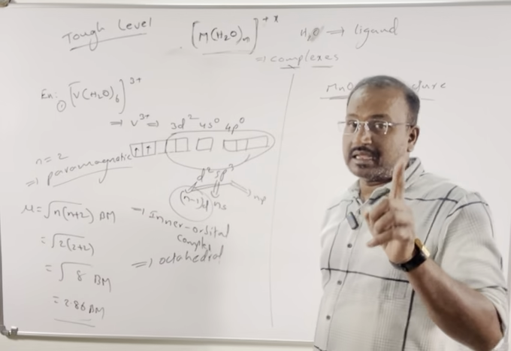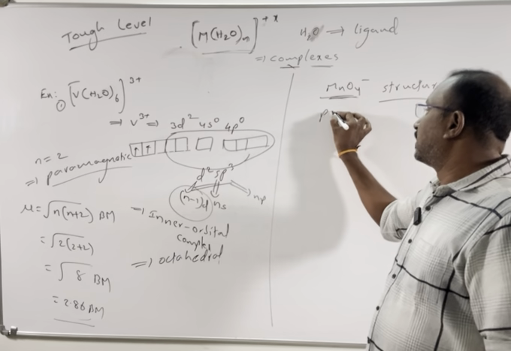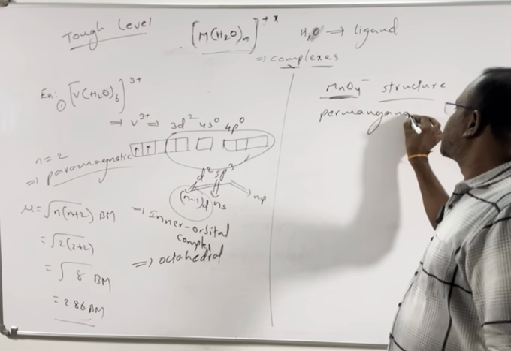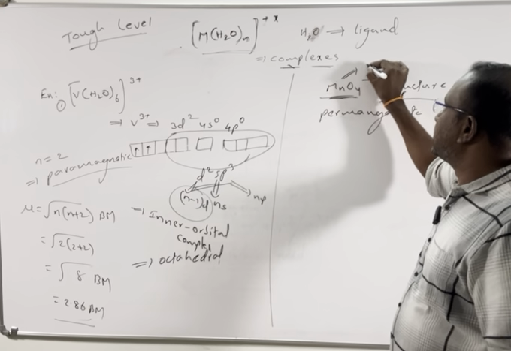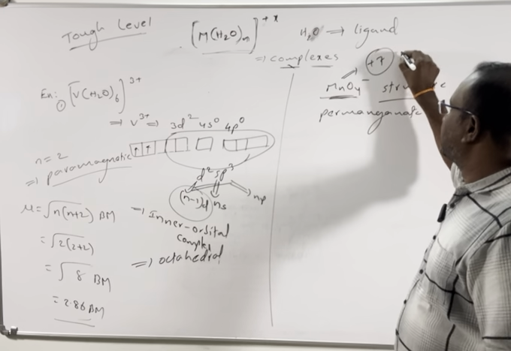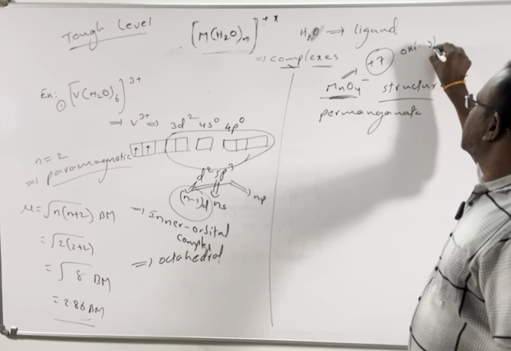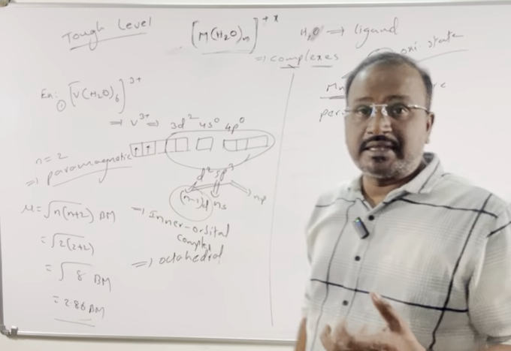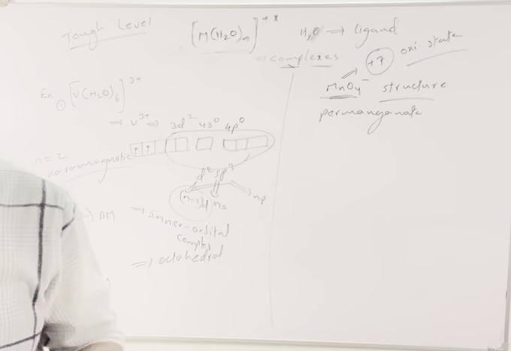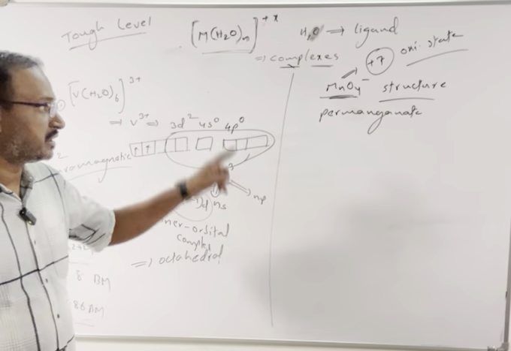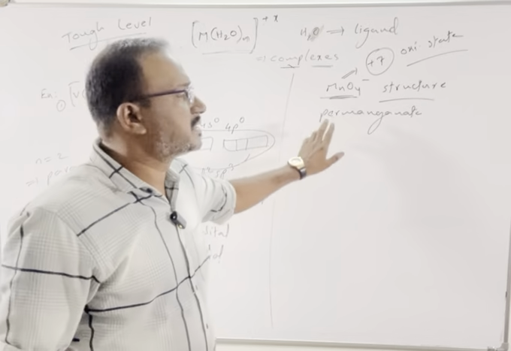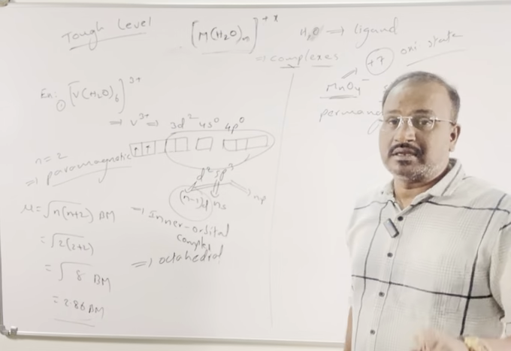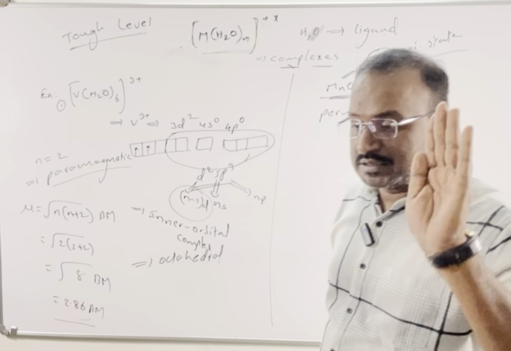MnO4 is a complex compound. The name of this is permanganate, and its oxidation state is +7. Please be careful. In tough level examinations, they will ask the hybridization, coordination number, and all these things. Now let me see the MnO4 structure, the permanganate structure. It is a complex compound, not a simple compound.